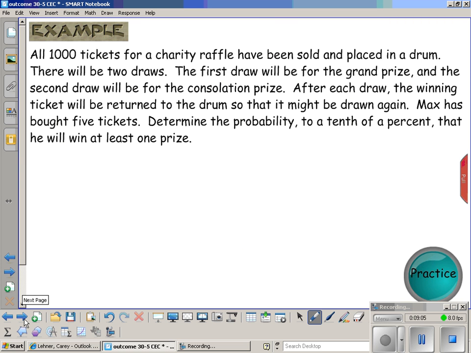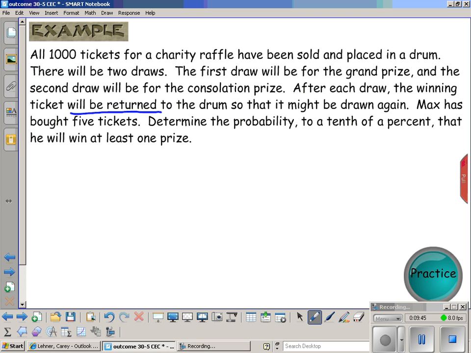In this example, we have 1,000 tickets for a charity raffle that have been sold and placed in a drum. There are going to be 2 draws. The first draw is for the grand prize, and the second draw is for the consolation prize. After each draw, the winning ticket will be returned to the drum. So remember I said we need to watch whether it's with or without replacement. The winning ticket will be returned to the drum so that it might be drawn again. Max has bought 5 tickets. Determine the probability to the 10th of a percent that he will win at least 1 prize.